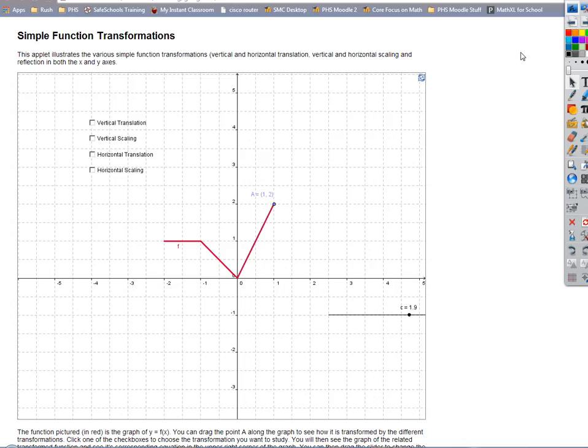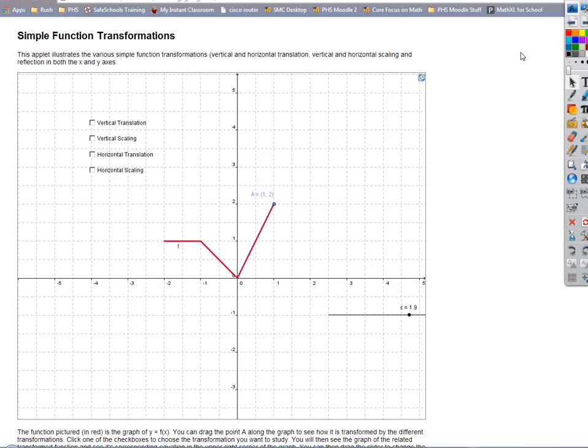Okay, so if I have a function and I want to tweak it, I want to transform this function. We're going to start off with pretty simple ones, and later on we'll get into some more complex ones. If I want to, for example, this is my function f of x, and I want to slide it left, what do I do?